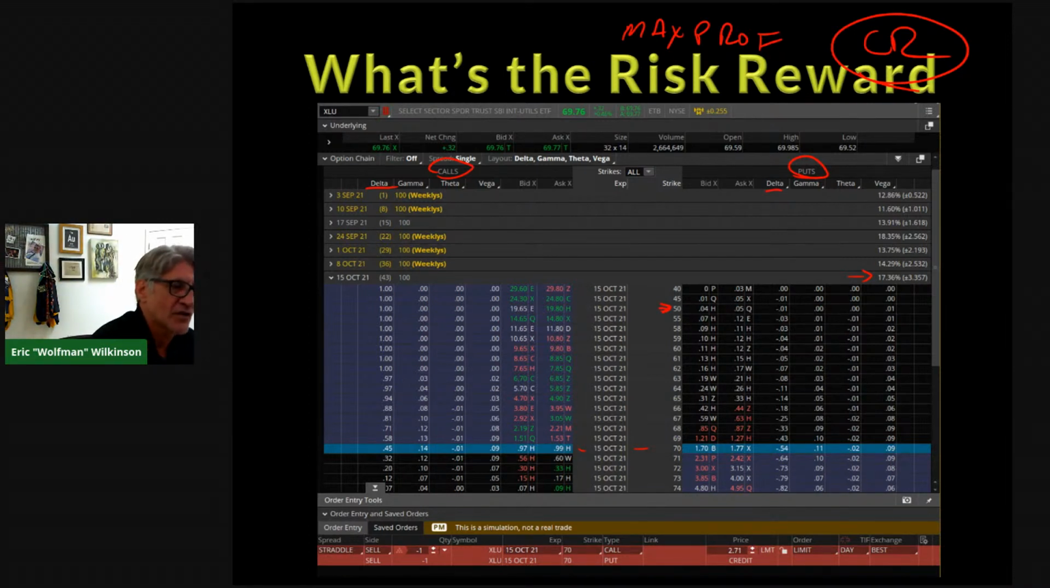So max profit is the credit. Max loss is unlimited. Now, to figure out your break even, though, you take your credit and add it to the calls or subtract it from the puts. All right. So you add it to the calls. I got set. My strike is the 70 call plus the 2.71. So my break even to the upside is 72.71, right? And then the 70 puts minus the $2.71.